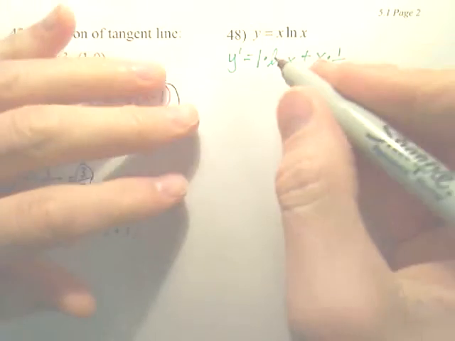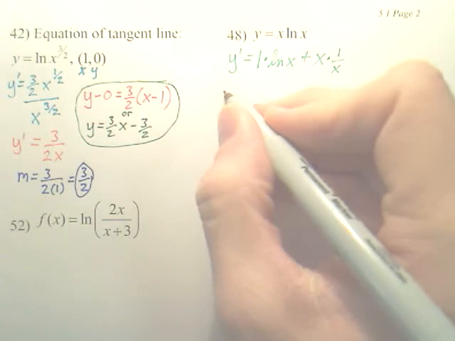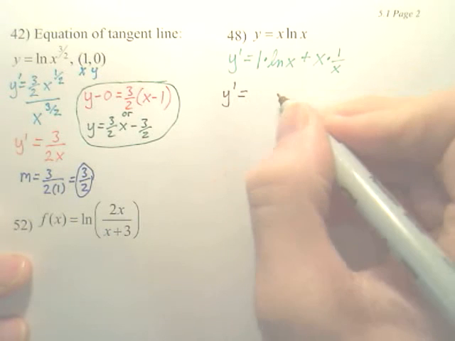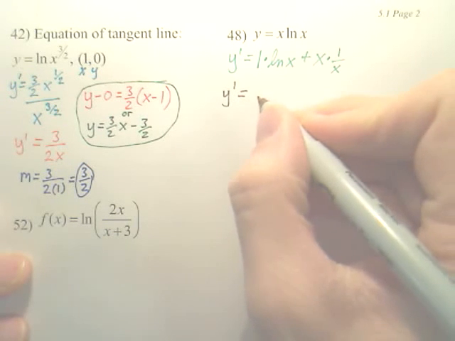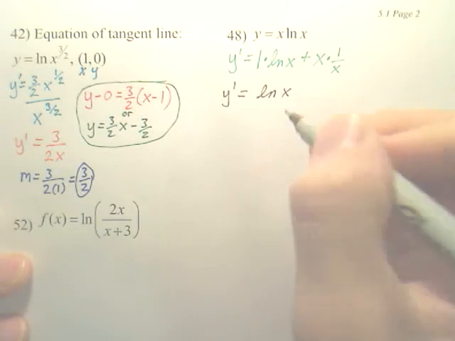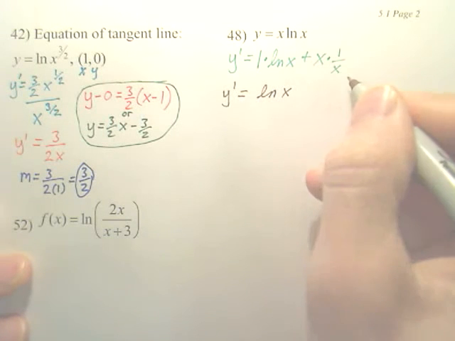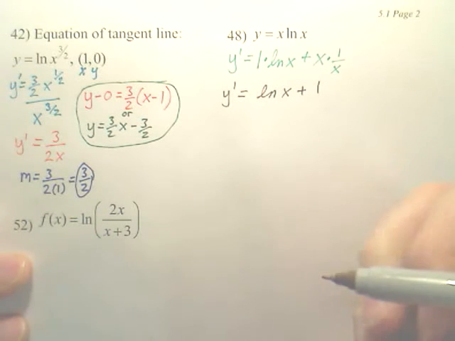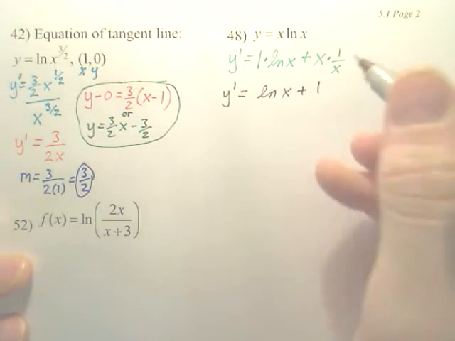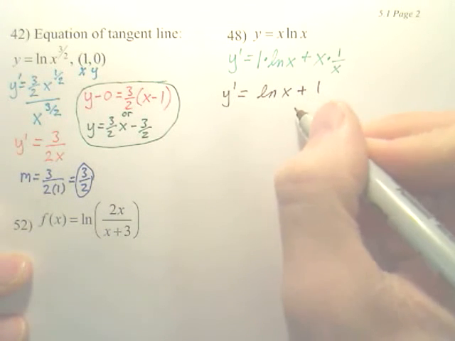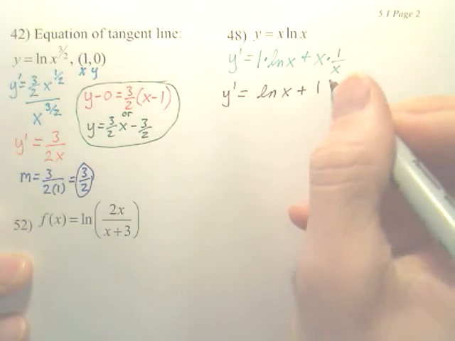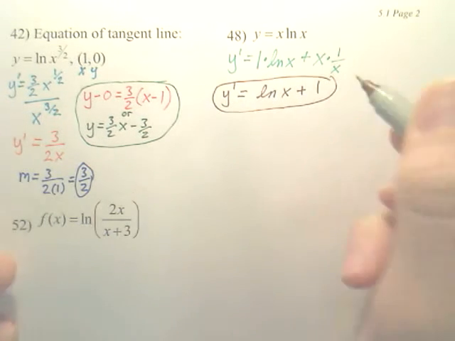So if we're going to simplify that, we now have y prime is equal to ln x, because x over x cancels, plus 1. Is that correct? Now, make sure you understand that that plus 1 is not inside the ln. Okay? That's ln x plus 1. That's it. It's that simple.